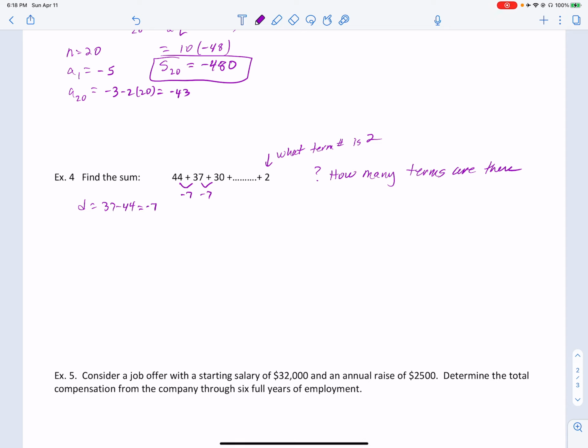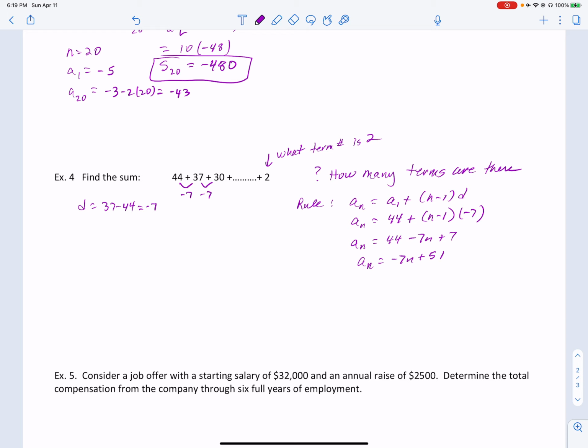So we're going to start with our rule. And that rule is a sub n is a sub 1 plus n minus 1 times my common difference. So a sub 1 is my first term, 44. And then n minus 1 times my common difference, which is negative 7. And so a sub n is 44 minus 7n plus 7, or a sub n is negative 7n plus 51. That's my general rule.